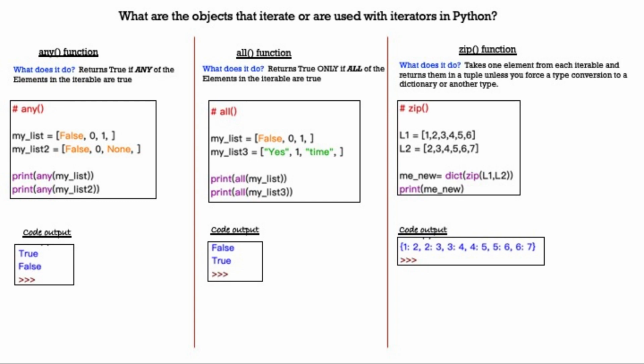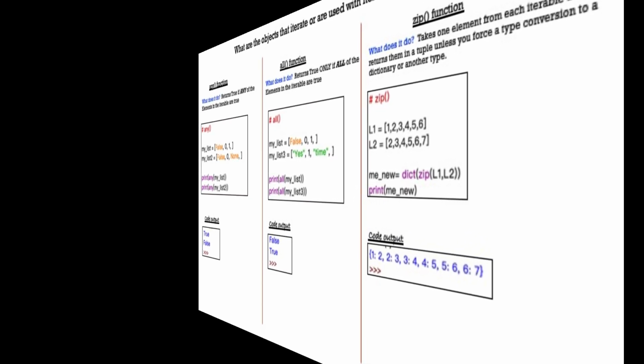And finally, on the right-hand side, we have the zip function. It takes 1 element from each iterable and returns them in a tuple, unless you force the type conversion to a dictionary or another type like we did here. So we have list1 and list2 of a bunch of numbers. We have a new variable called me_new equals dict(zip(list1, list2)), zip up the 2. Then we print that out. It's going to print out in the form of a dictionary because of the dict type conversion, the dict method we call here, and you see how it does it. It's a great way to create a dictionary on the fly.